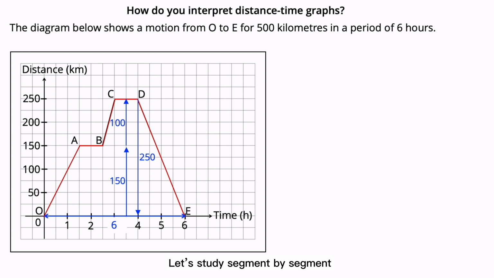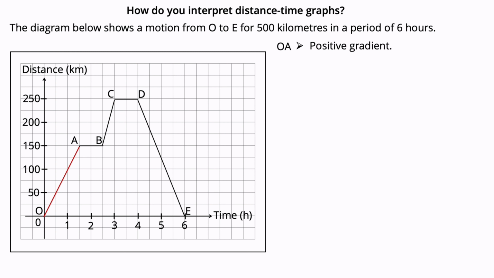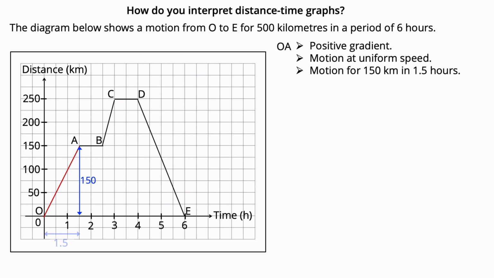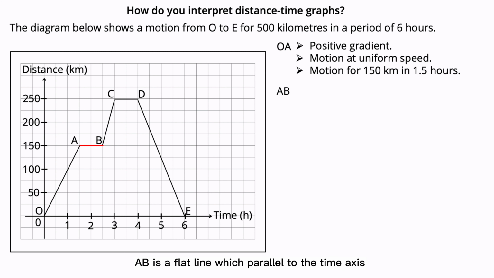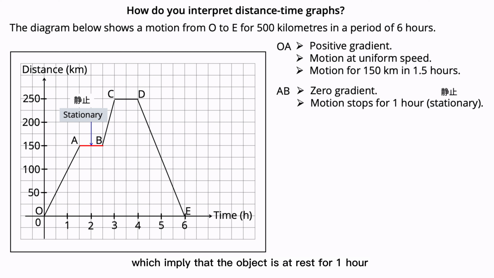Let's study segment by segment. The line OA shows an object moved in a positive gradient at a uniform speed for a distance of 150 kilometers in 1.5 hours. The object stopped at AB. AB is a flat line which is parallel to the time axis. This would mean that it is zero gradient, which implies that the object is at rest for 1 hour. We call this state stationary.